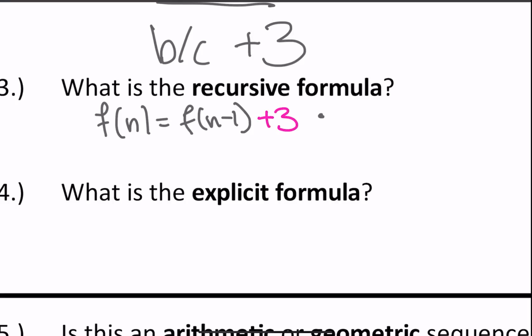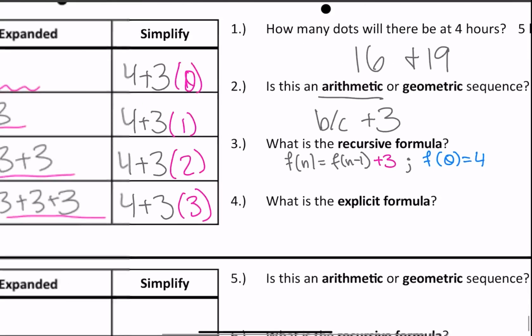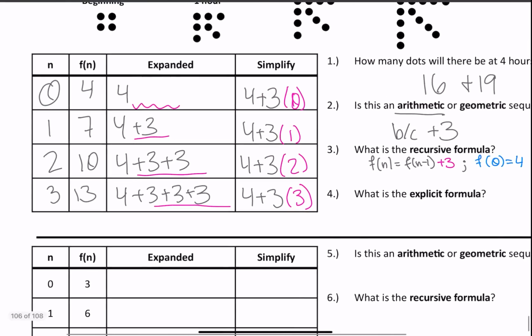And then we have to give a start value, which is going to be the start of our table, which is going to be f of 0 equals 4. Where did I get that f of 0 equals 4? Well, because my table started with a 0 and a 4. Recursive, you always have to show that you start with a 0 and the 4.